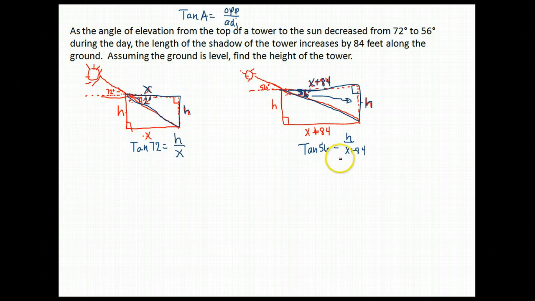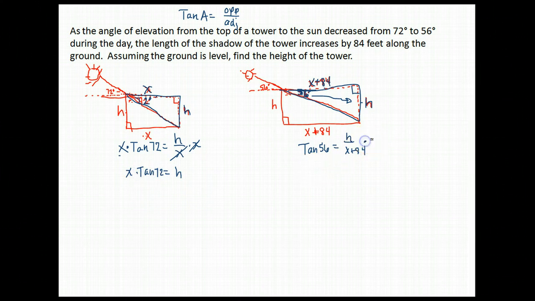What we want to do here is isolate some variable, and really the easiest one to isolate would be h. Notice it's in the top of each fraction. So I'm going to multiply both sides by x here, because that will remove x from the denominator, and I will be left with h equals x times the tangent of 72.